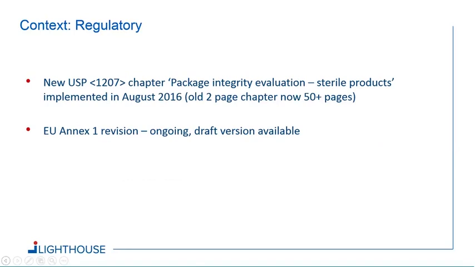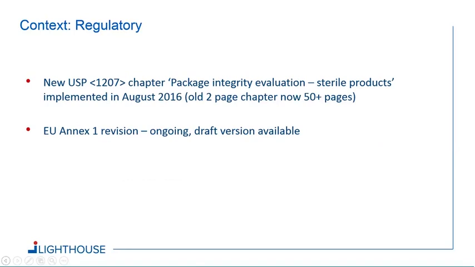So first of all, a little bit about the regulatory context, and I've listed two regulatory documents here. The first one being USP 1207. This chapter is on package integrity evaluation and was implemented in August of 2016. If you have not read this chapter yet, I would strongly recommend it. It's an easy to read chapter and also very thorough.